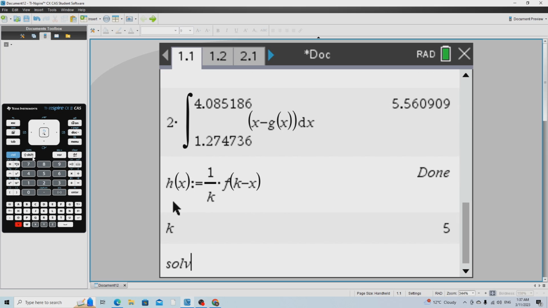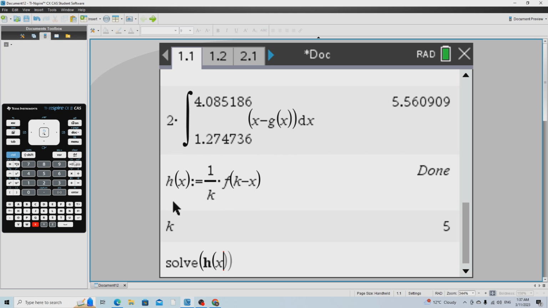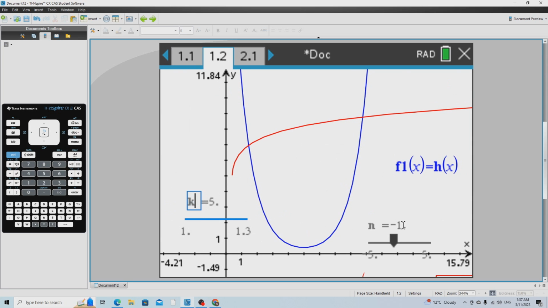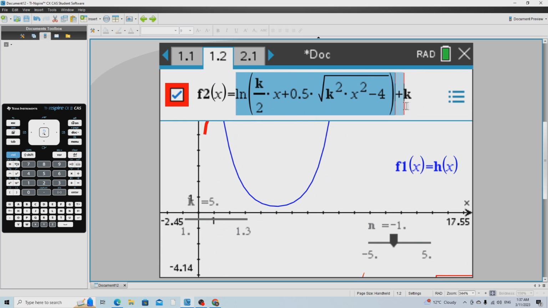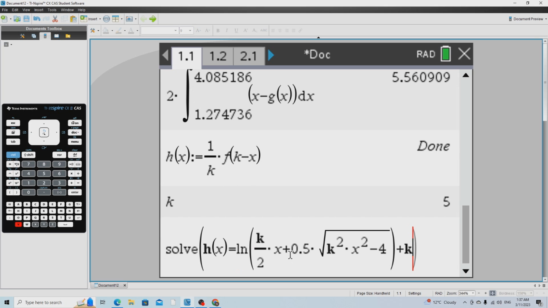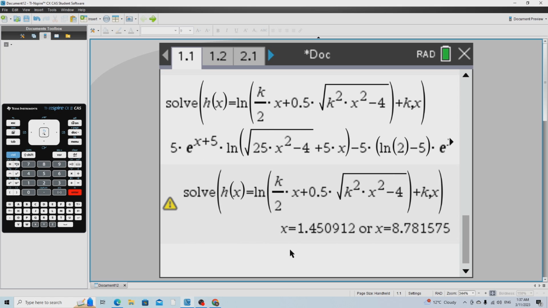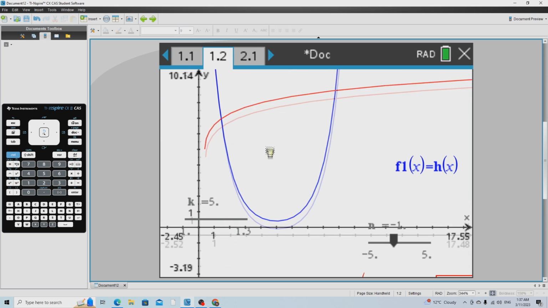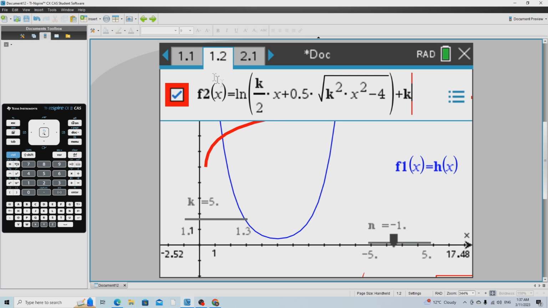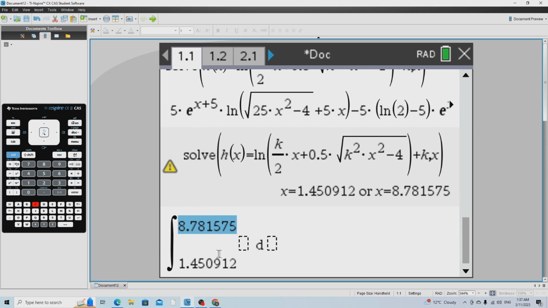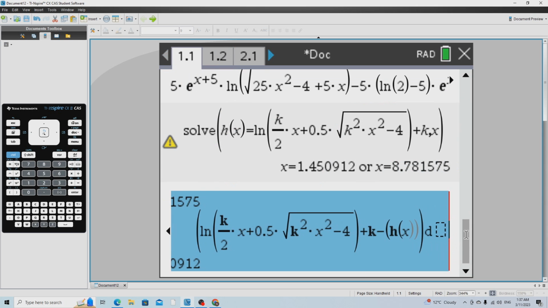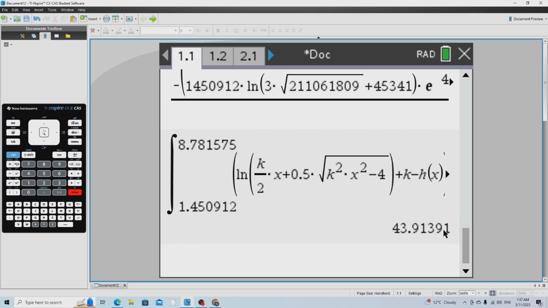That's perfect. So we can just say we want to solve where h of x is equal to the inverse, to find the points of intersection. Control enter. We get these two values, so that's good. So let's write the integral. It will be the integral from this over here to this over here. What is the top function? This one over here, minus h of x, dx. Control enter. So yes, your answer is that.